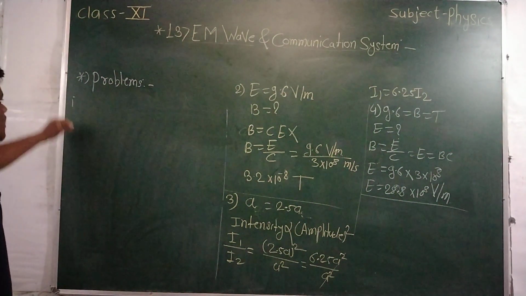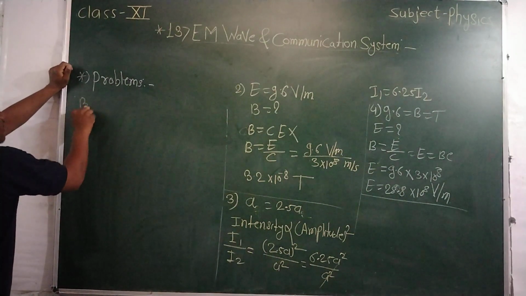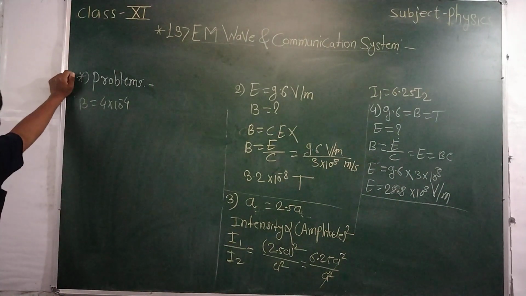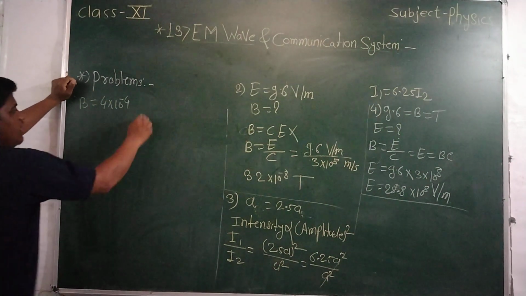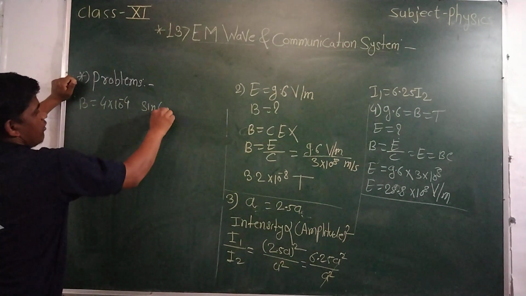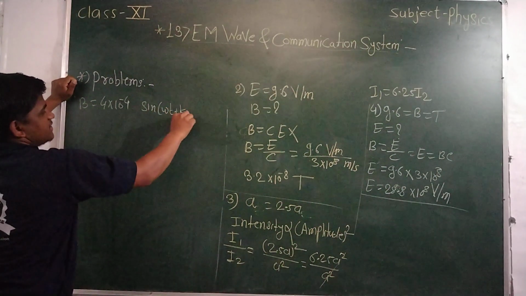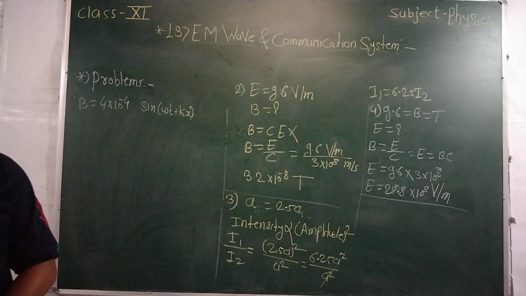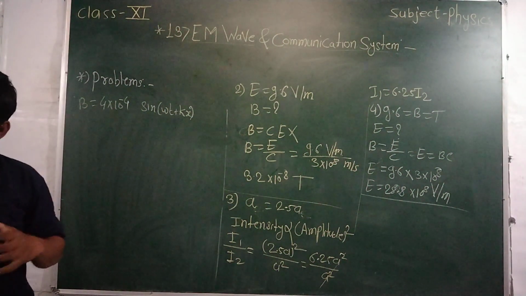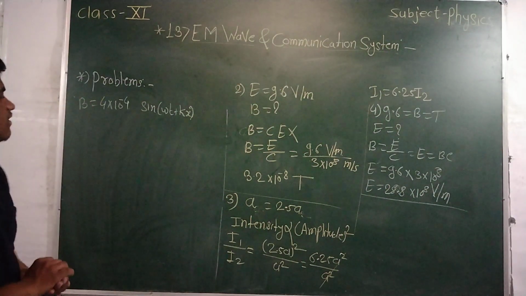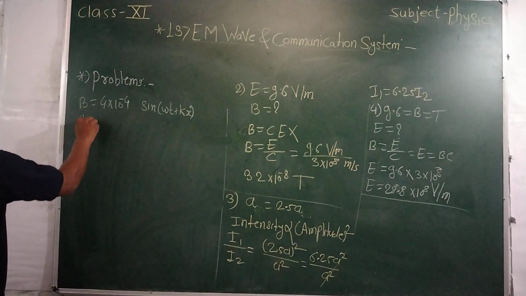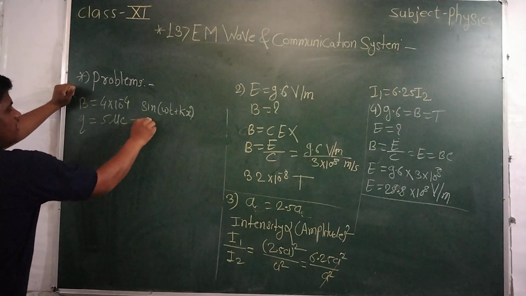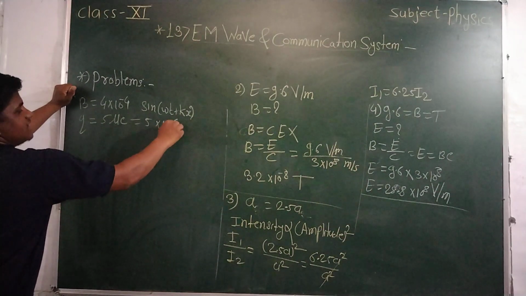Then we know that B is equal to 4 into 10 raised to minus 4, that is sine of omega t plus kx. Then calculate the peak value of the electric force acting on the particle. The charge of the particle, that is Q, is equal to 5 microcoulomb, that is 5 into 10 raised to minus 6 coulomb.